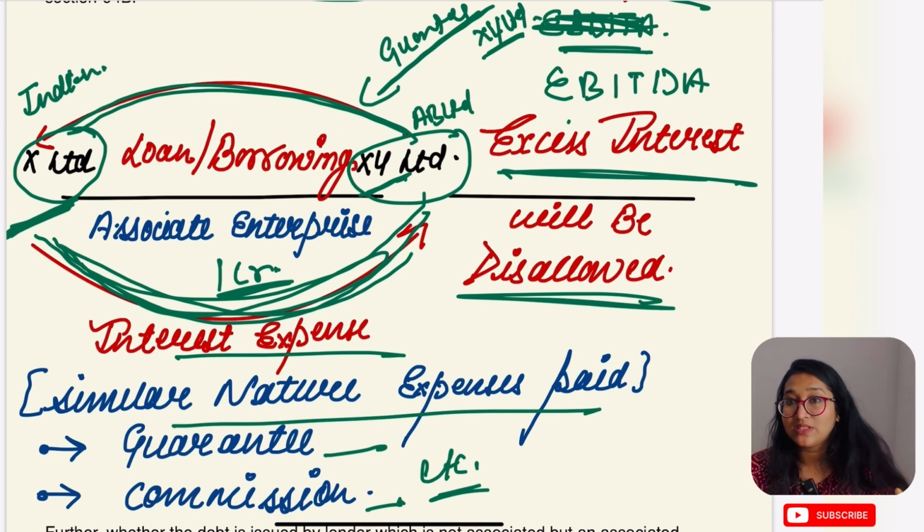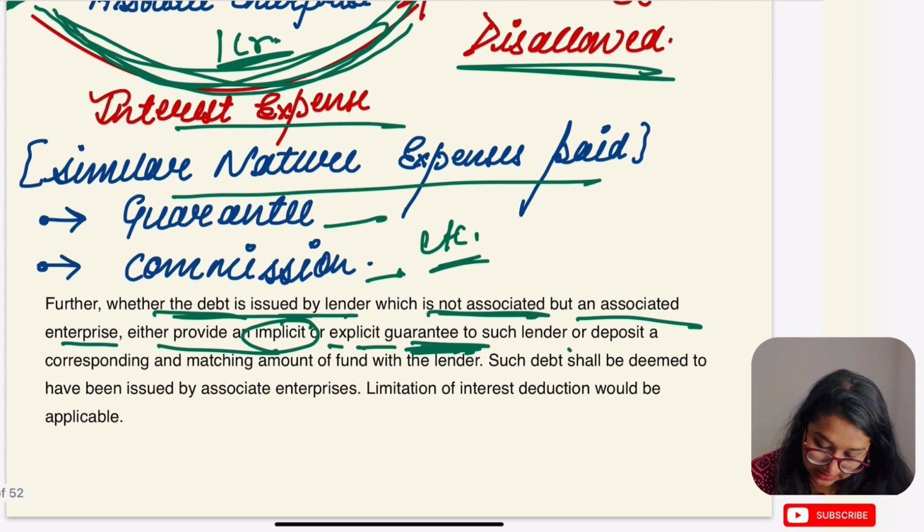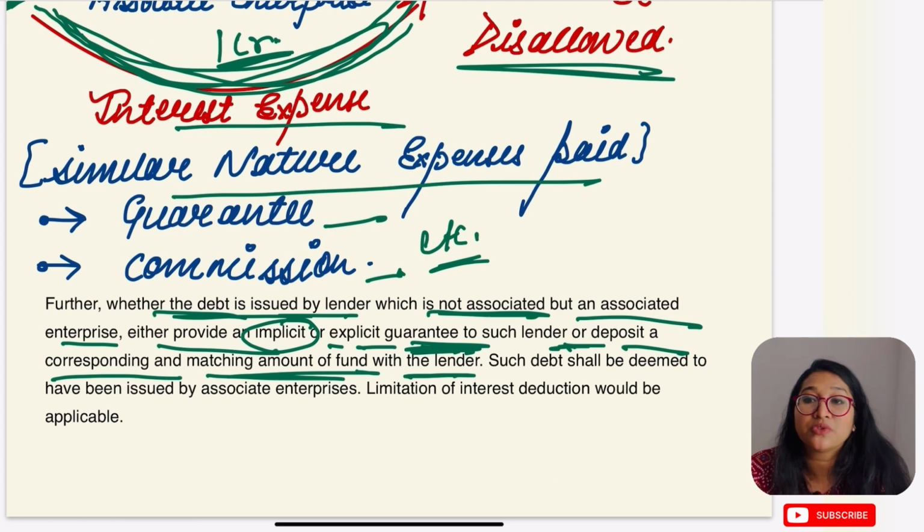So this was the second condition, first point. Let's go to the second point, which says deposit of a corresponding and matching amount of funds with the lender, or the same amount of borrowing, or some other amount matching that deposit, is to be deposited with the lender. This was the second paragraph, second point.